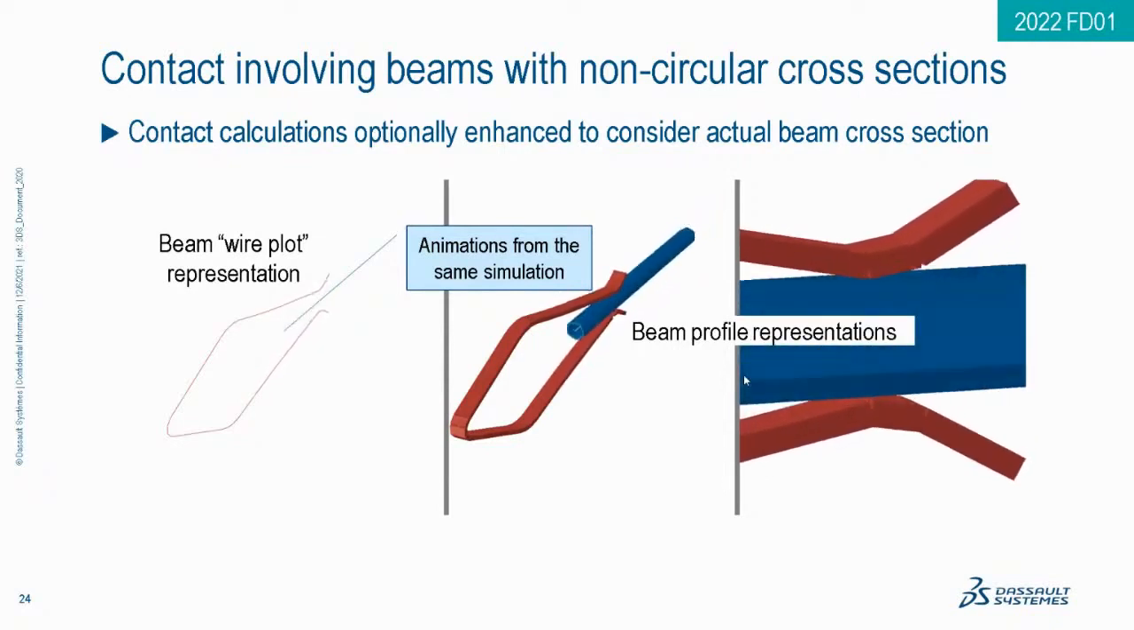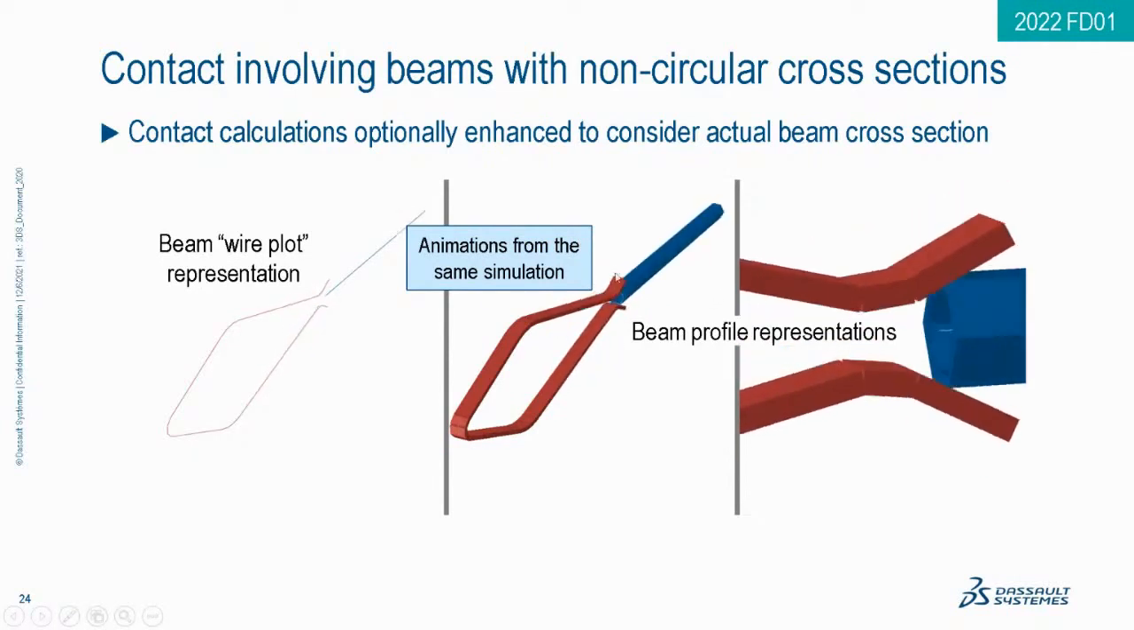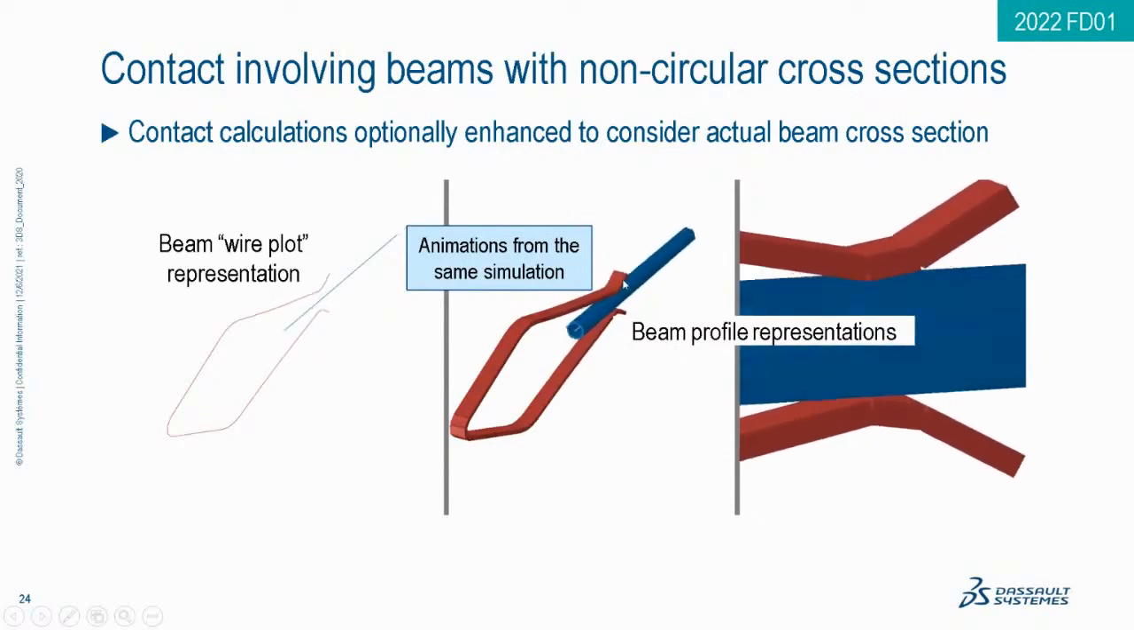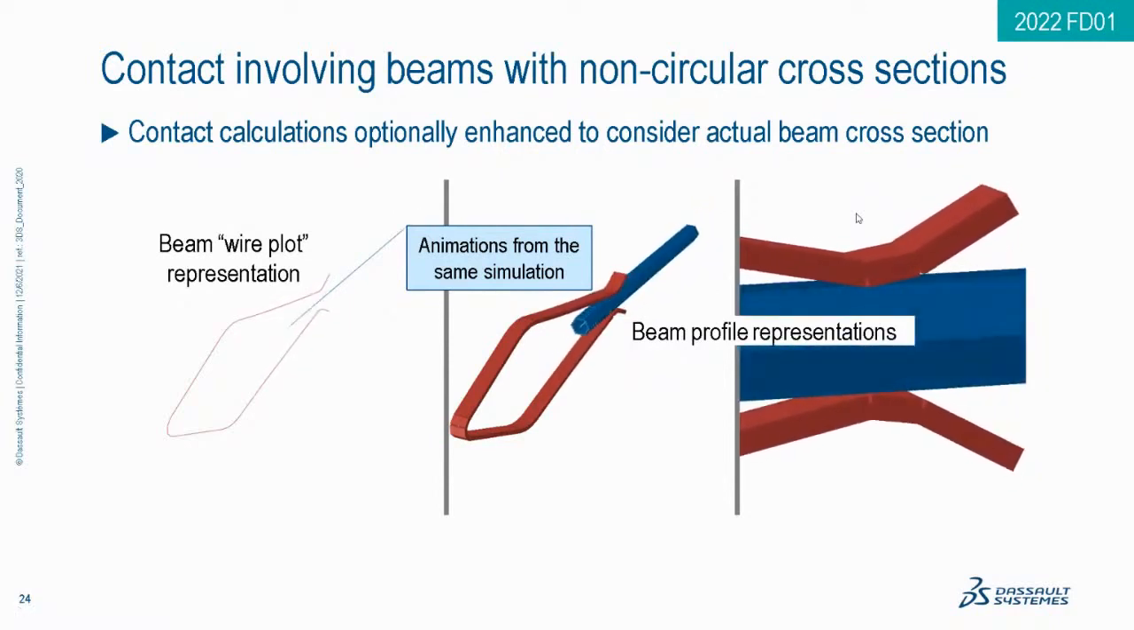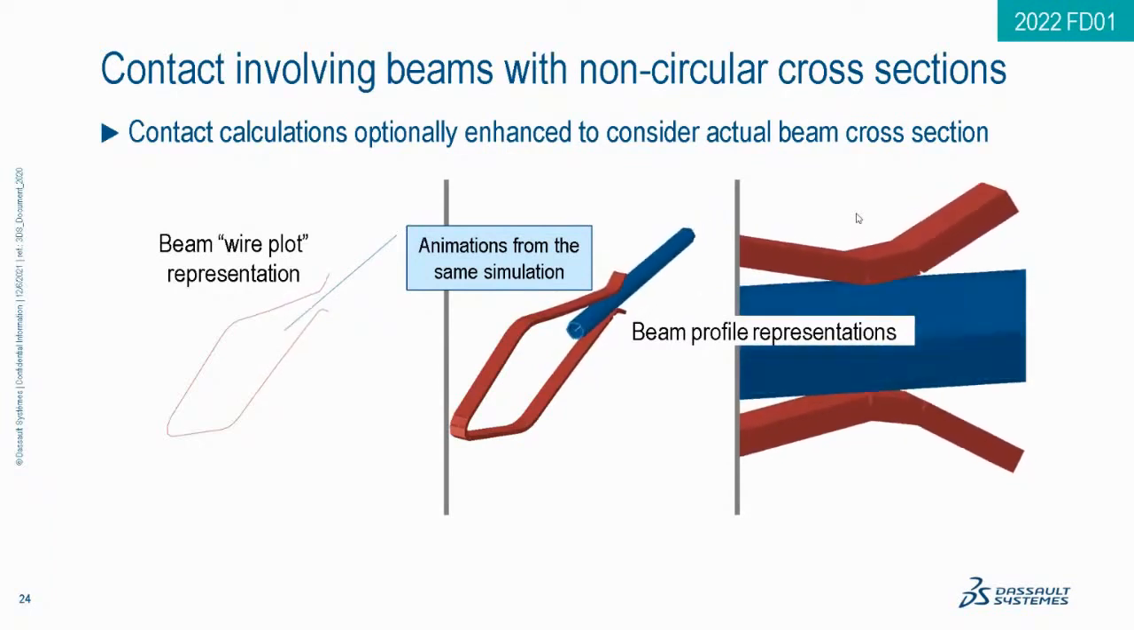So here's an example of the beam contact capability. Here is the wire plot of the representation. In the middle, you can see we have a hex-shaped profile and then a rectangular shaped profile, and we're sliding those together. And a zoom in shows what looks to be a quite physical capturing of the response, taking into account the actual shape of the cross section. So that's available starting in 2022 FD01, so right after the start of the new year.